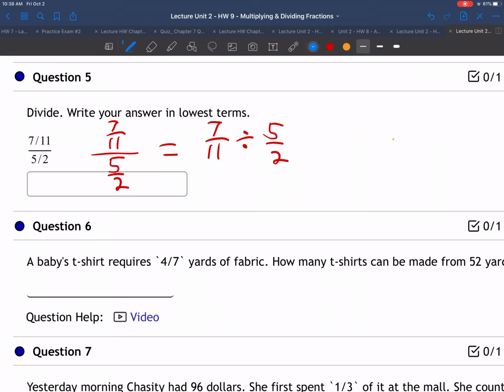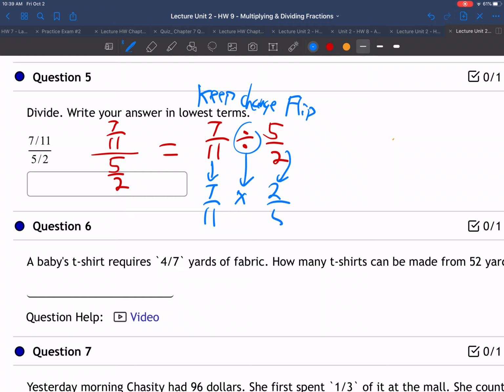And then, do you know the rule? Keep, change, flip. So you keep this the same. You change that to multiply. And you flip this guy to be 2/5. Keep, change, flip. It's a good rule to remember when you've got dividing. For dividing fractions, you keep, change, flip.